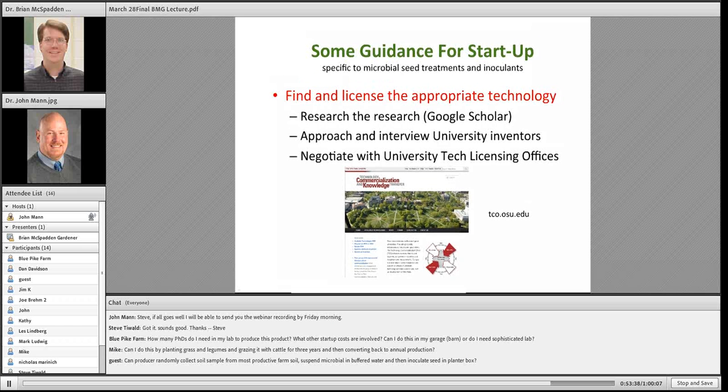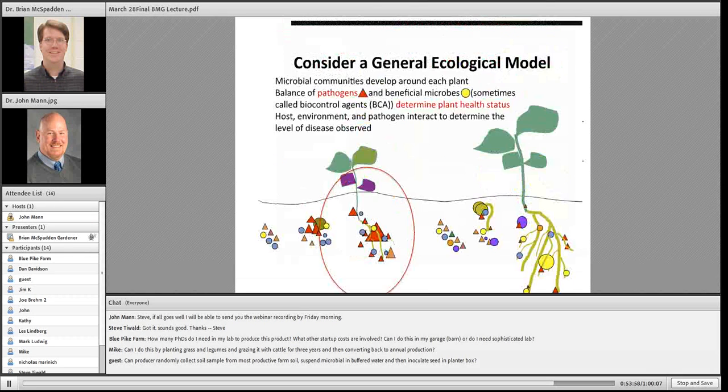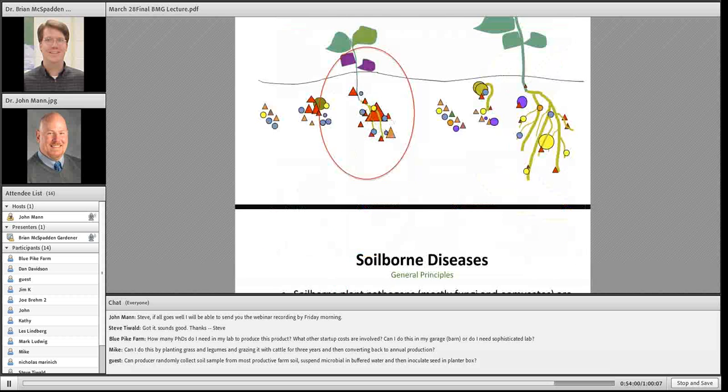Our next question is from a person self-identified as guest, and the question is: Can a producer randomly collect a soil sample from most productive farm soil, suspend microbial in buffered water, and then inoculate the seeds in a planter box? So it sounds like maybe try to make this themselves.